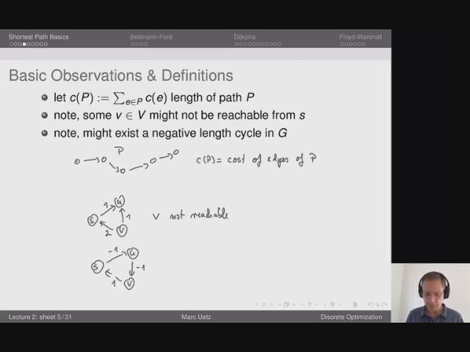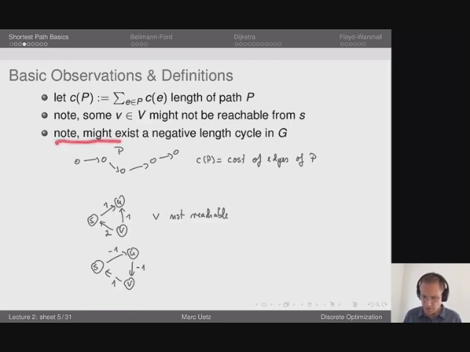Also note that it might be possible that some of the nodes of the graph are not reachable on a directed path. So there's a little example down here, where this vertex v is not reachable because there is simply no path from s to this vertex v.